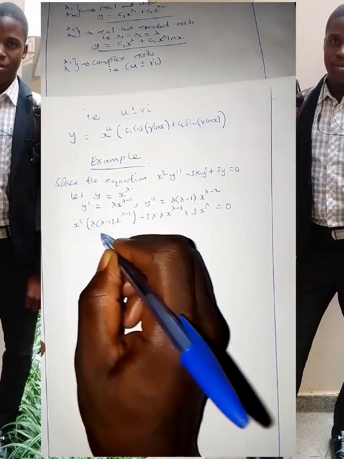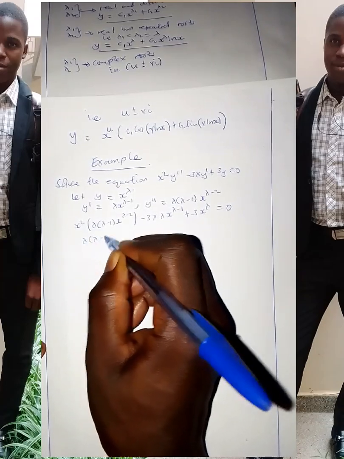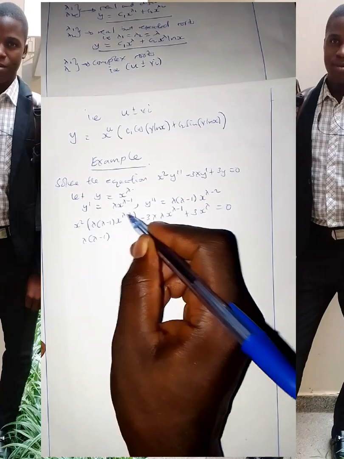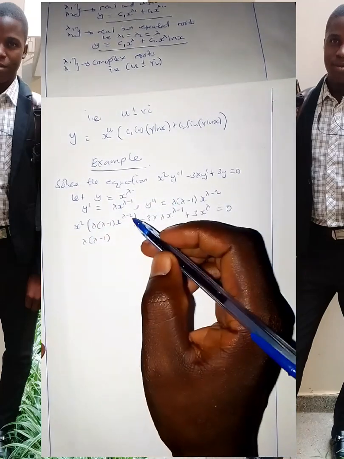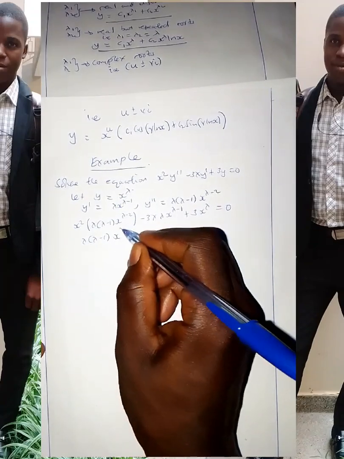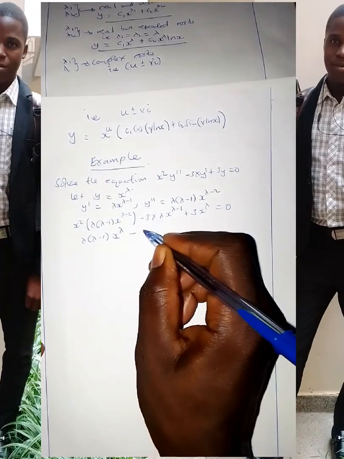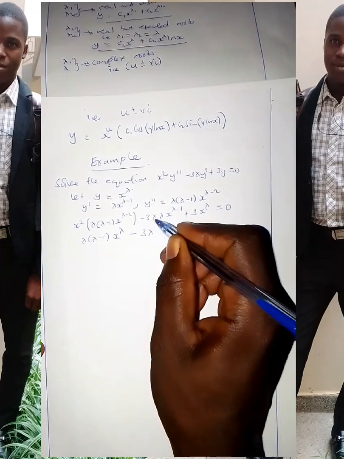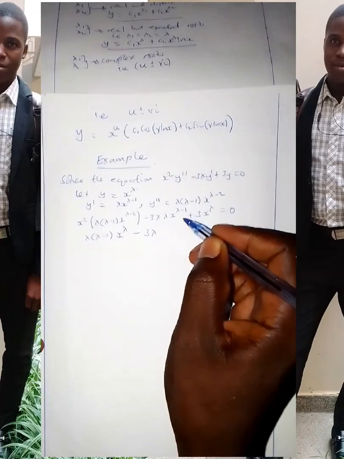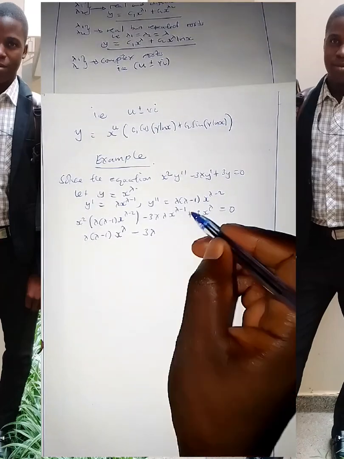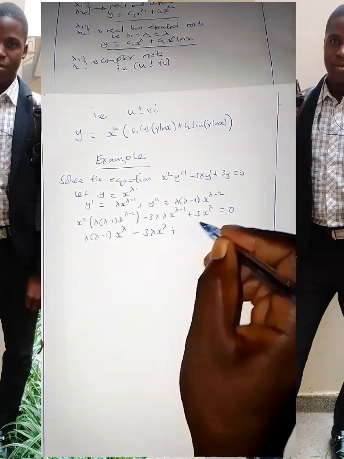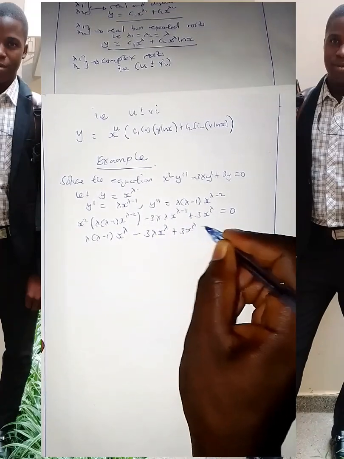You see that in this case we have lambda, then lambda minus 1. We are multiplying x squared times x to the lambda minus 2. When multiplying numbers of the same base, you add the powers. In this case, we remain with x to the power lambda, then minus 3 lambda, but this is x to the power 1 times x to the lambda minus 1. You add the powers and remain with x to the power lambda, then plus 3 x to the power lambda equals 0.